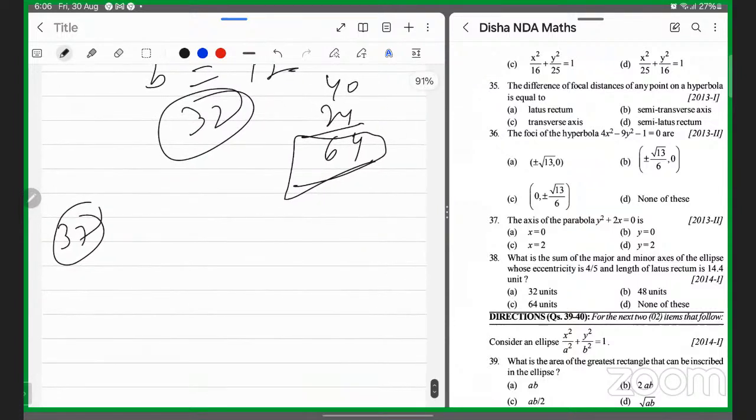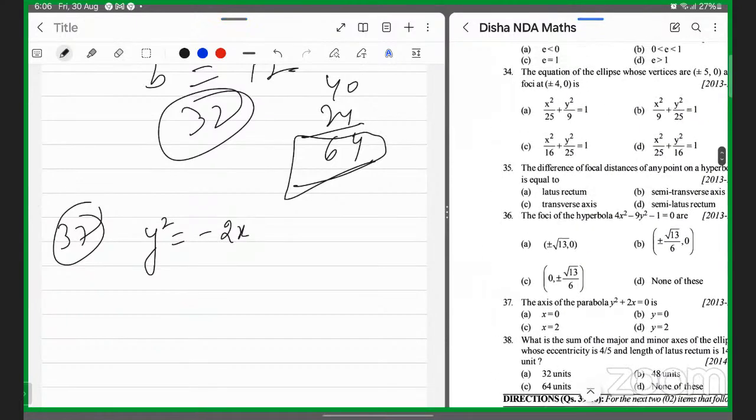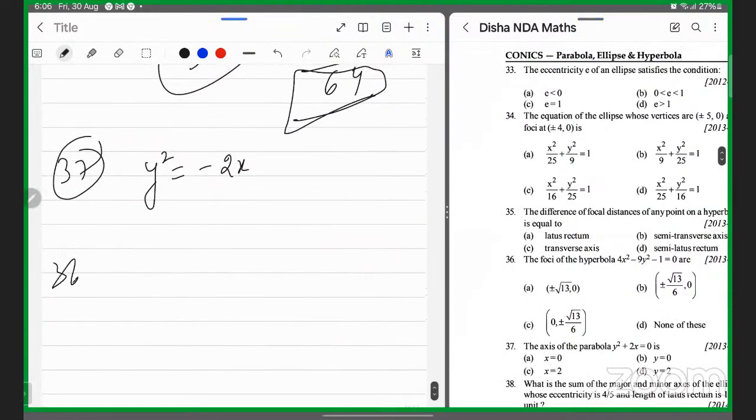37, solve, hurry up. Do it, everyone. Y square equal to minus 2x. The axis of the parabola is the x-axis. The x-axis equation is y equal to 0. So simple questions, no problem. Now 36, solve it.